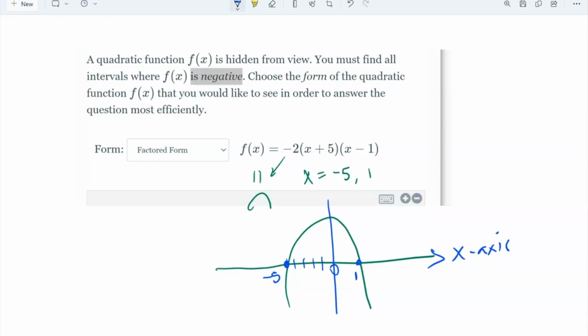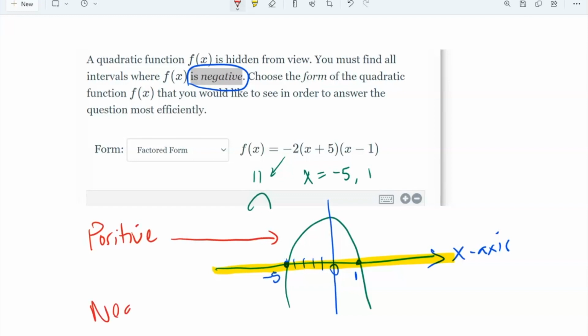Now the question is, when is this graph negative? In other words, when is it below? When it's below the x-axis, it is negative. So over here and over here. When it is above, it is positive. So I'm actually going to do both questions here just to make sure that I've covered both. So I'm going to do positive. It's positive when it's above, so from here. And then it's negative when it is below. So here. Now it's just a matter of how to write that.